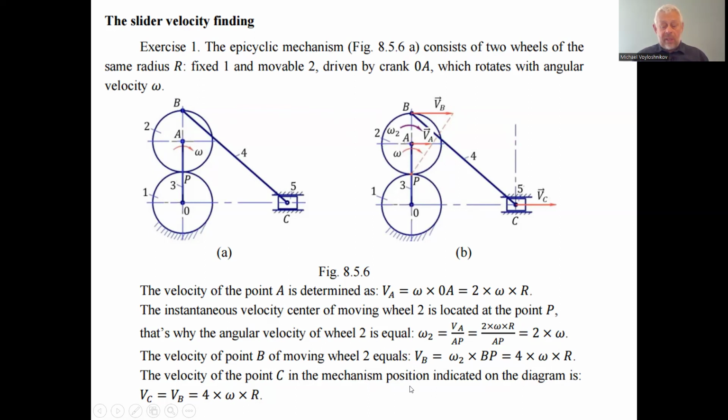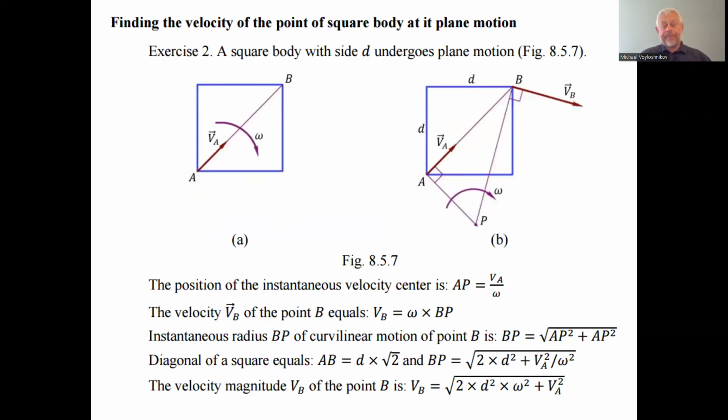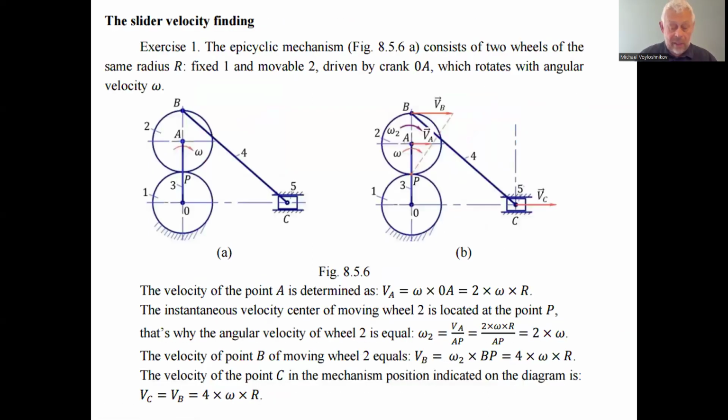The velocity of the point, in the same mechanism position indicated on the diagram. We have 2 points here. This one goes parallel to the horizontal axis, and we have the perpendicular vertical. This velocity is parallel as well. So this whole connecting rod moves just translationally, to the right in this scheme of the mechanism. So the velocity of the point C is equal to the velocity of the point B, equal to 4 multiplied by omega r. This is the result of finding the velocity of the point C.